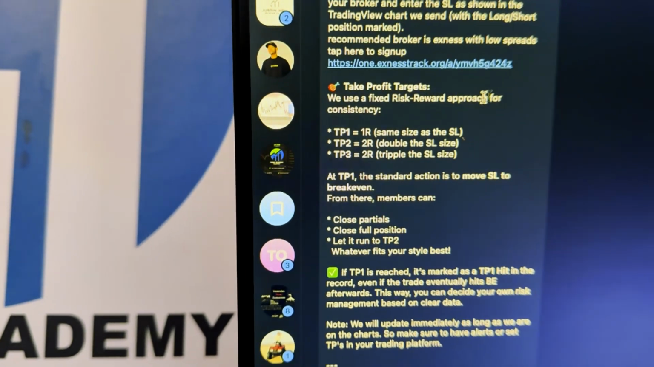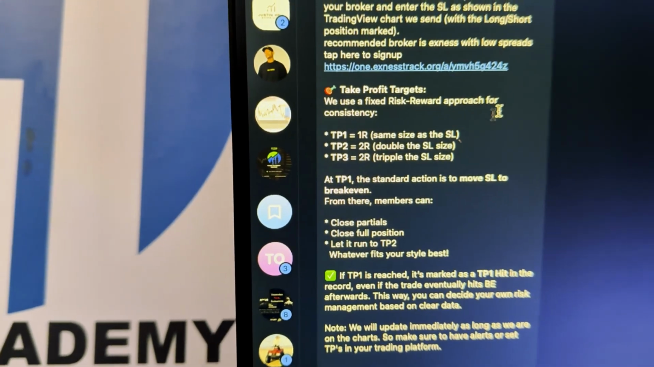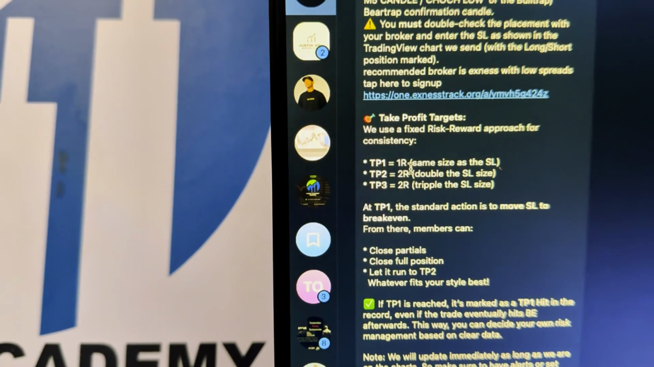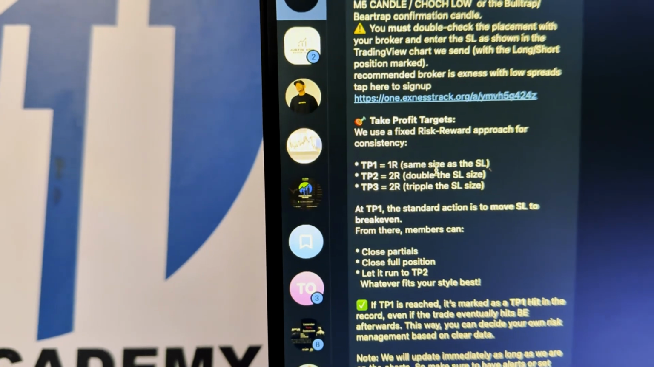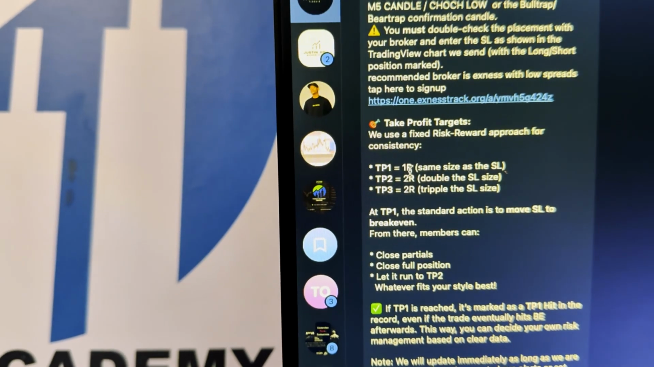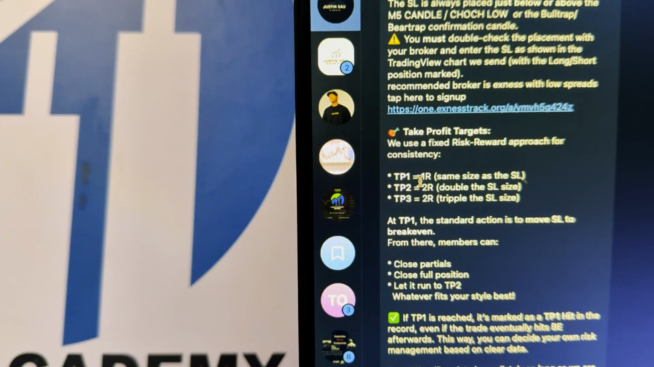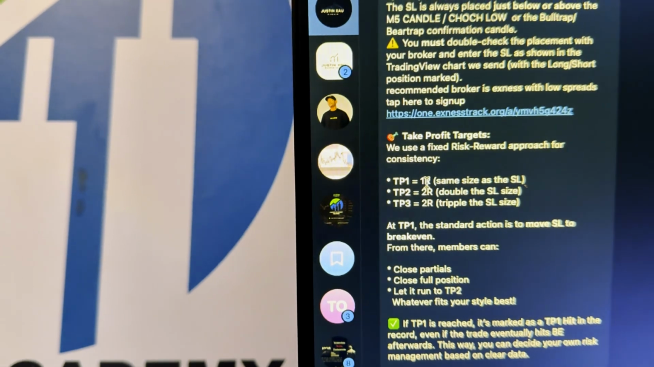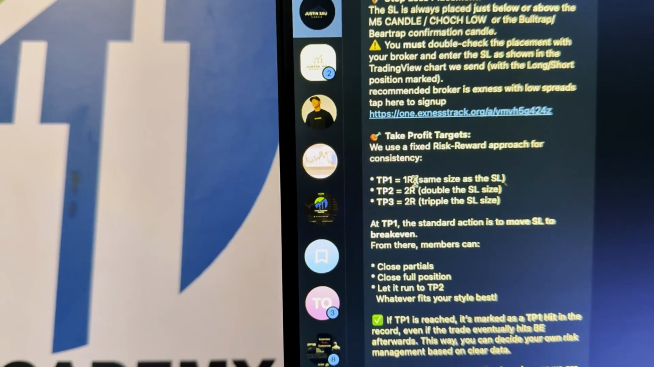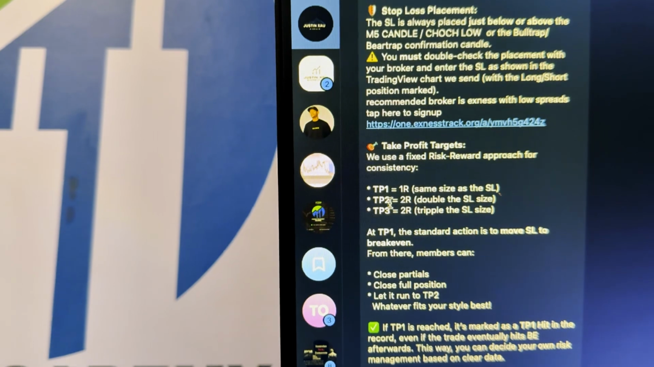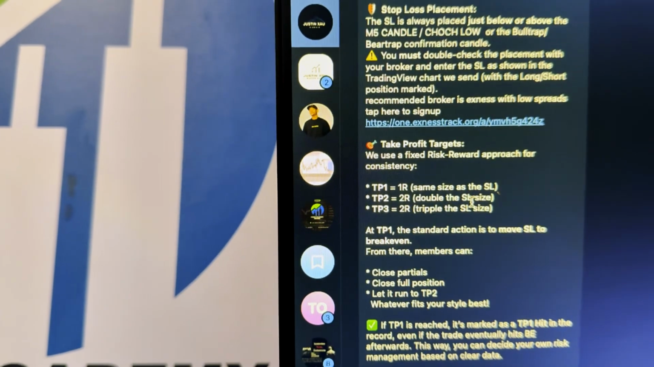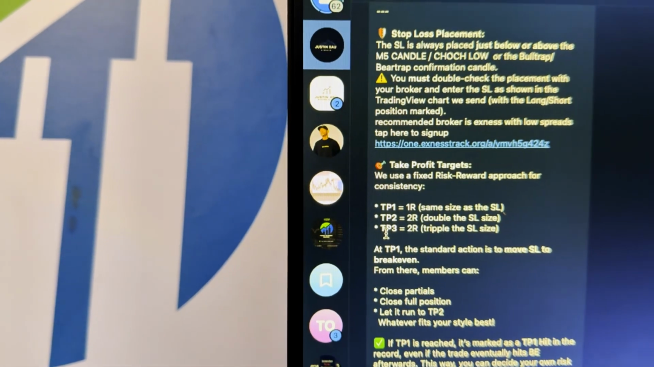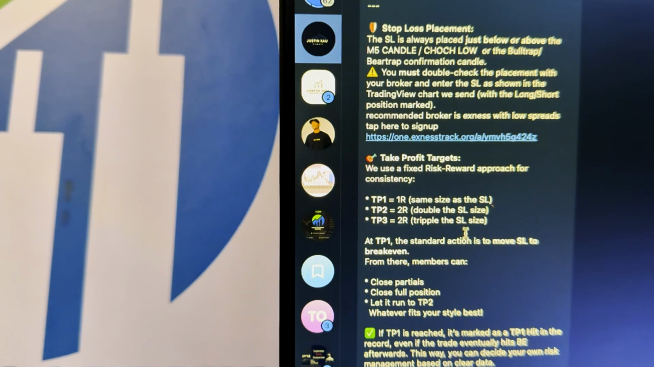So take profit targets, we use a fixed risk to reward approach for consistency. We use TP1, which is 1 RR. This means that it's the same size as your SL, because R means risk. So if it's 1 RR, this means that it's 1 times as big as your SL. RR means risk to reward. So if it's TP2, we always aim at 2 RR, 2 times your risk. It's double the SL size. TP3, we also have TP3, which is 3 RR. It's always triple the SL size.